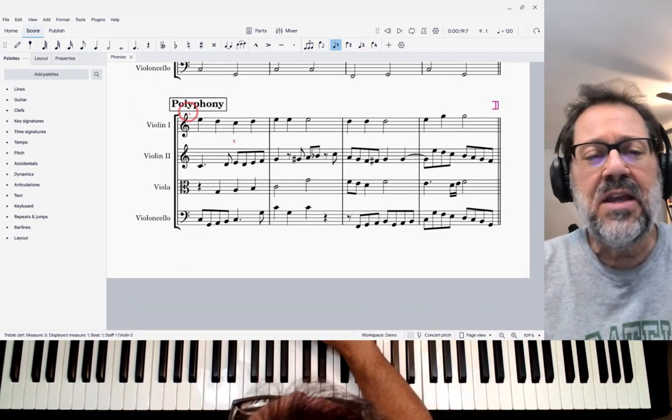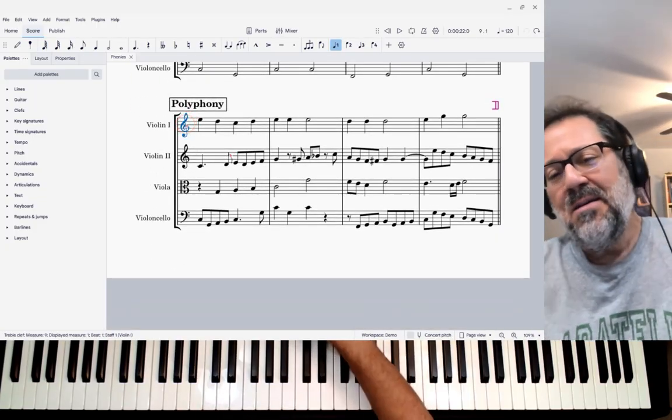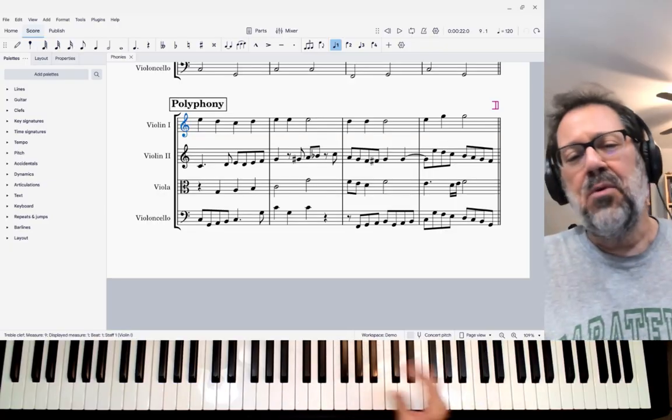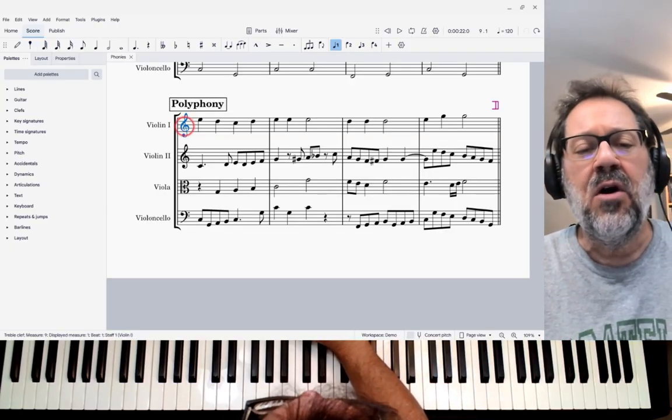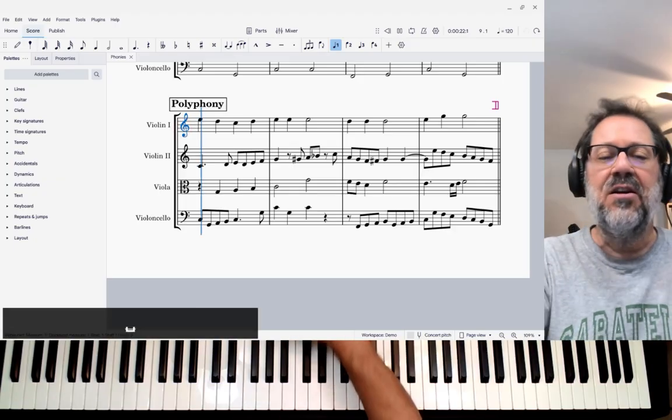And then in polyphony, all of the instruments have maybe not equally important, but a strong melodic idea of their own. Let's hear this little version here.